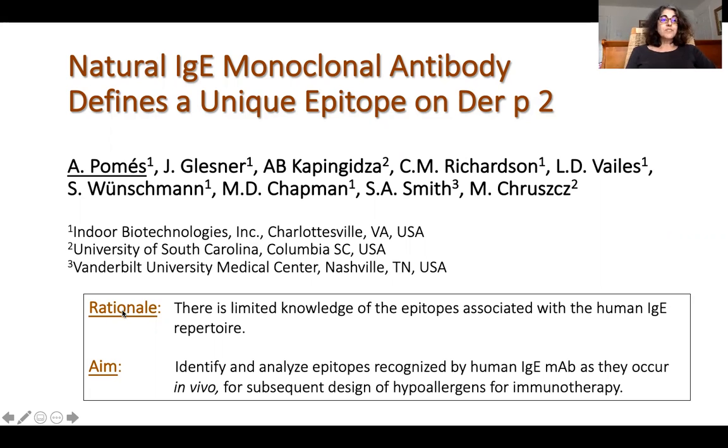The rationale for this study is there is a limited knowledge of the epitopes associated with the human IgE repertoire. The main reasons for this limitation are the challenge of one, cloning IgE antibodies because of the extremely rare B cells harboring IgE genetic information, and two, mapping monoclonal antibodies on the allergen. Our aim was to identify and analyze epitopes recognized by human IgE monoclonal antibodies as they occur in vivo for subsequent design of hypoallergens for immunotherapy.